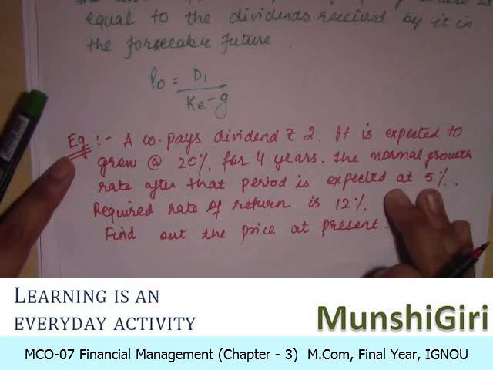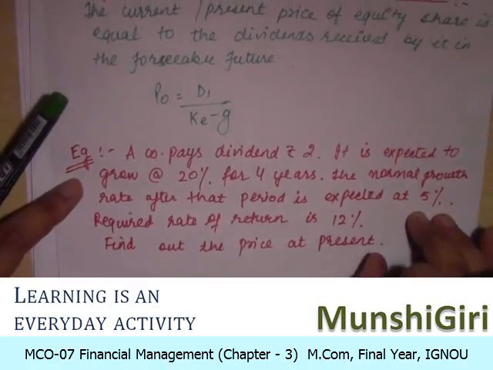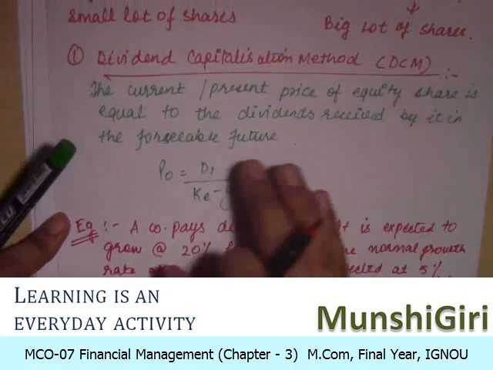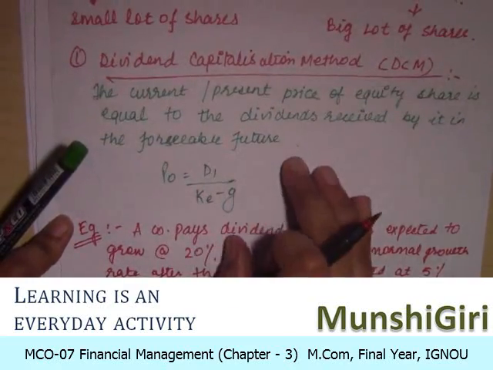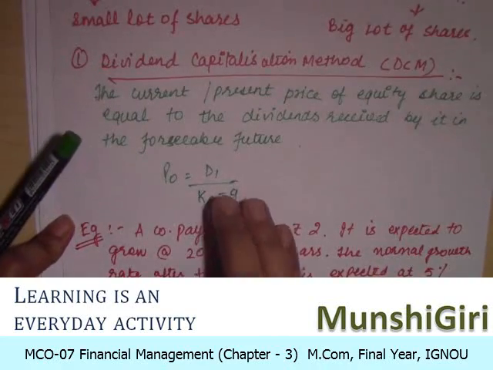Here the growth rate has become constant. In that case, for finding the dividend received for the foreseeable future, it can be calculated by using this formula.